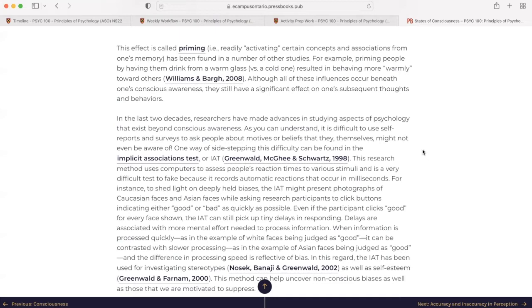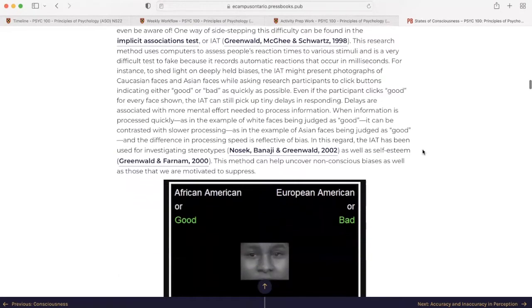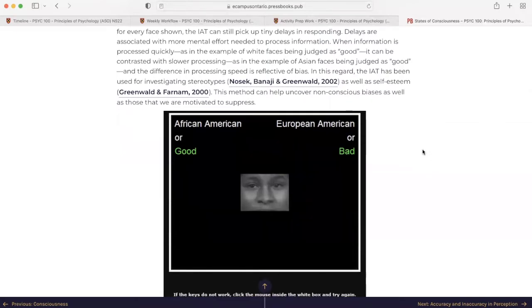So, for instance, to shed light on deeply held biases, the IAT might present photographs of Caucasian faces and Asian faces while asking research participants to click buttons indicating either good or bad as quickly as possible. Even if the participant clicks good for every face shown, the IAT can still pick up tiny delays in responding. Delays are associated with more mental effort needed to process information. When information is processed quickly, as in the example of white faces being judged as good, it can be contrasted with slower processing, as in the example of Asian faces being judged as good. The difference in processing speed is reflective of bias.